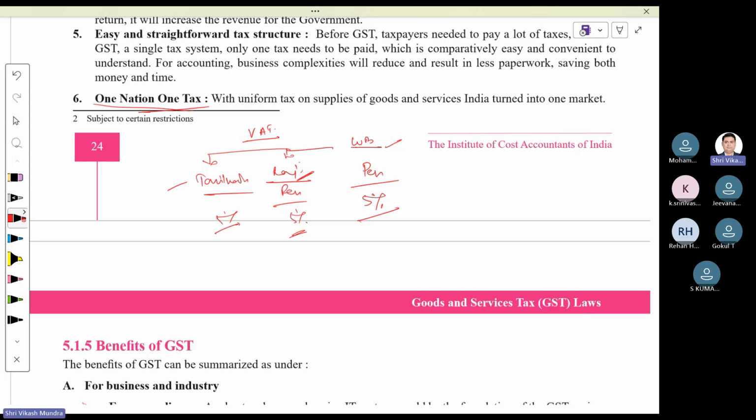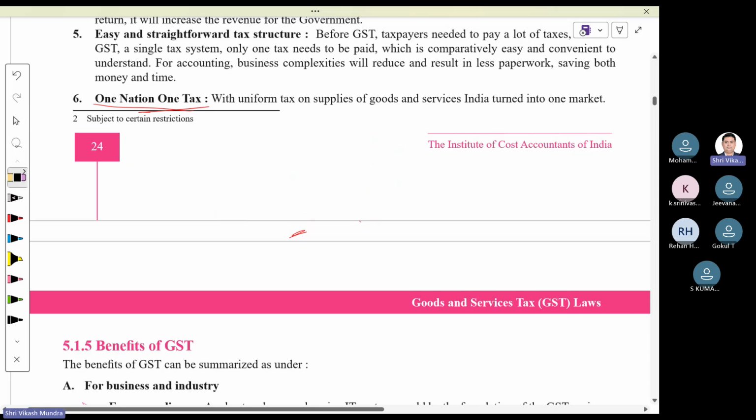Be careful here. One nation, one tax does not denote that each and every product of goods or services is subject to the same rate of tax. It is not like that. But a single product would be taxable at the same rate across India. That is the meaning of this statement. One nation, one tax.